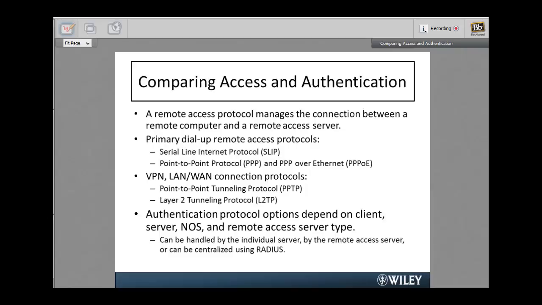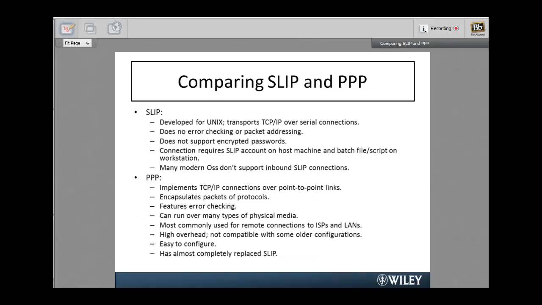The authentication protocol option depends on the client, server, network operating system and remote access server type. It can be handled by an individual server, by the remote access server, or centralized using RADIUS, which is a system for authentication. Here is a comparison between SLIP and PPP, the protocols used in remote access.